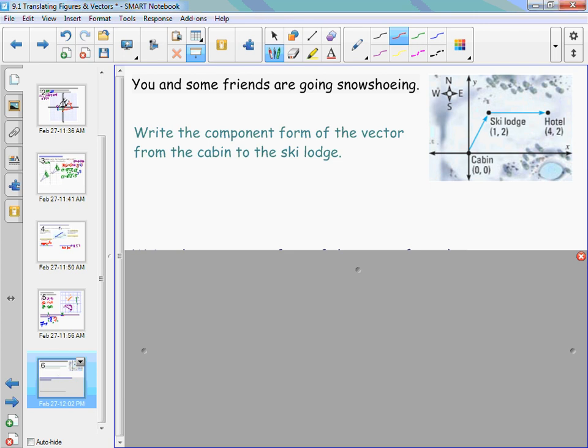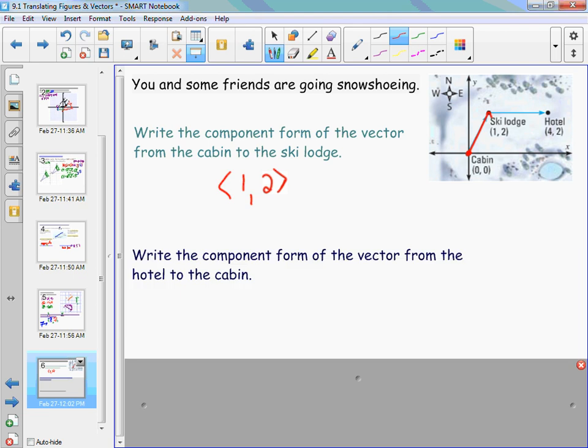You and some friends are going snowshoeing. Write the component form of the vector from the cabin to the ski lodge. So we have from the cabin to the ski lodge, that vector. We are going from the coordinate (0, 0) to (1, 2). This one is fairly easy, in that you're going from (0, 0) to another coordinate point.